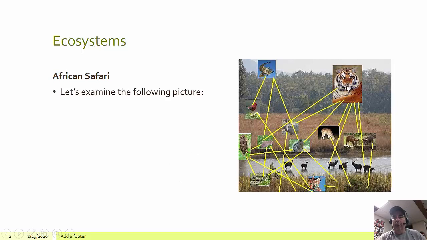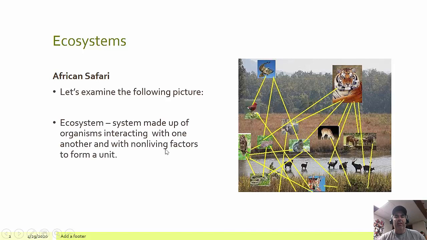You have the tigers, you see the squirrels, you see the small animals, you see the grassland, you see a snake, an owl, you've got the forest back behind, and of course we've got the air and so forth. An ecosystem is just any system that's made up of organisms that interact with one another, but it's also the living and the non-living factors that form this entire unit.